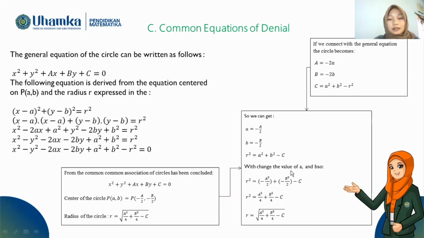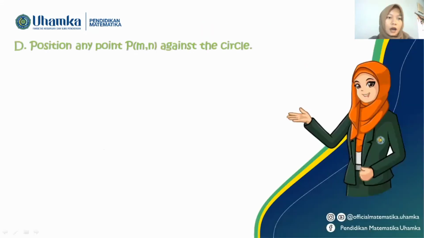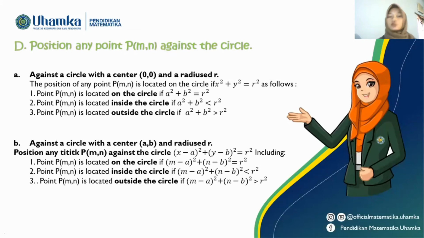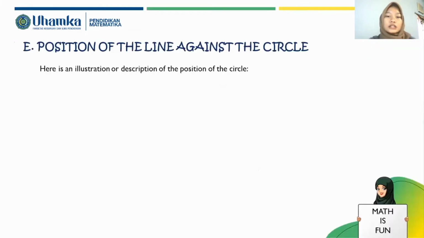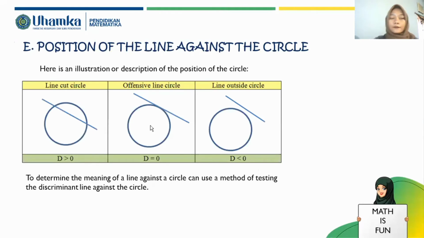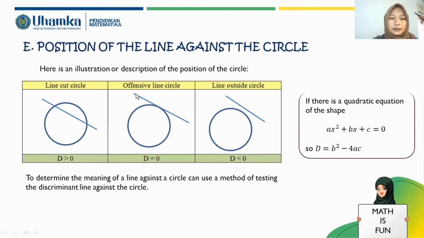We change the value of a and b, so position any point p of m, n against the circle. There are three positions of the line against the circle. Here is an illustration or description of the position of the line against the circle. First, we know that the line cuts the circle if d is greater than 0, the line is tangent to the circle if d equals 0, and the line is outside the circle if d is less than 0.